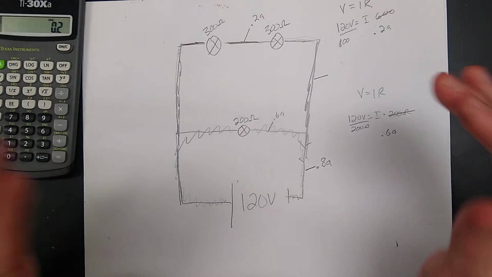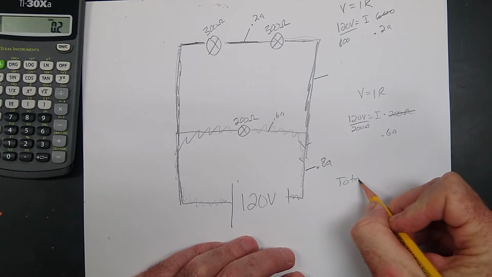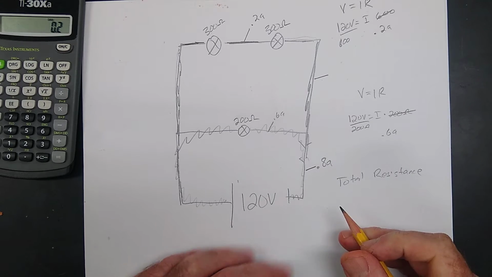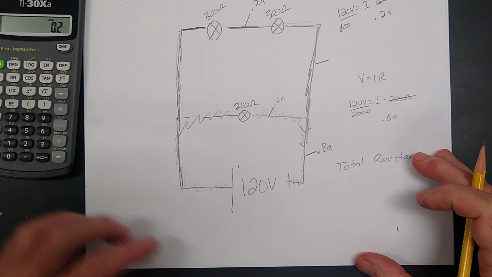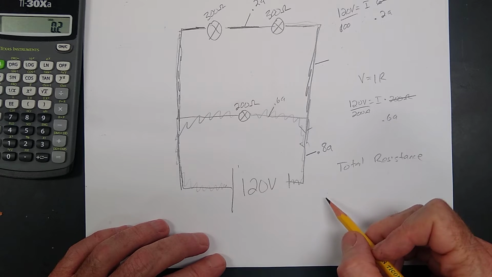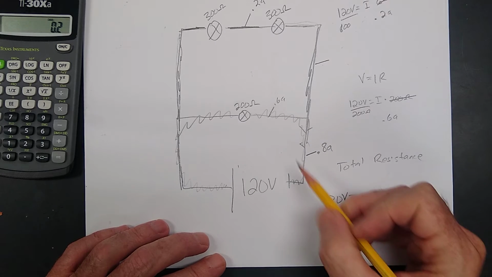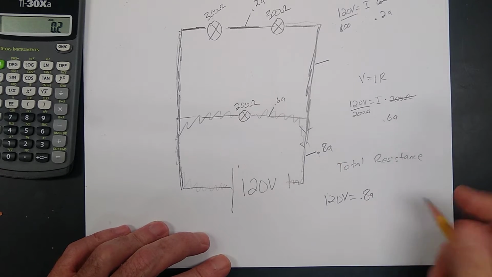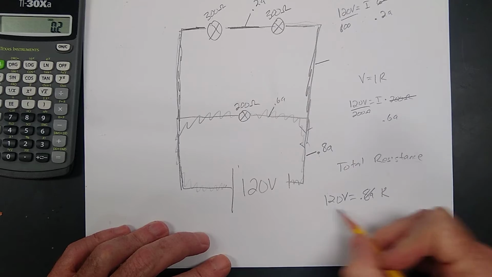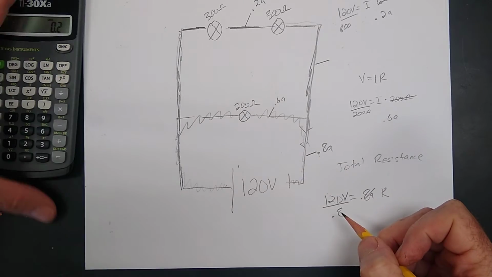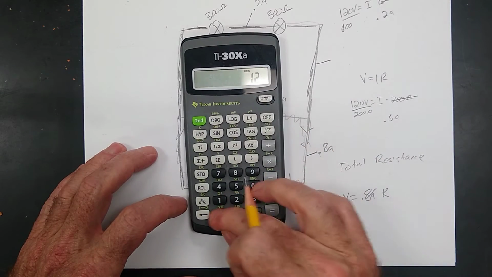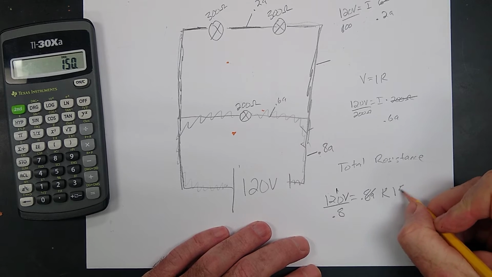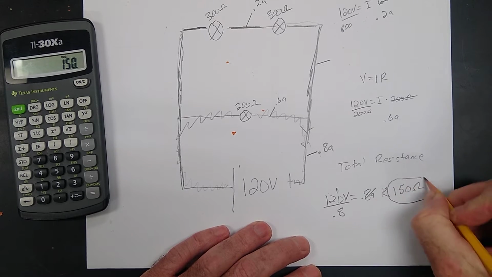Now I could ask you, what is the total resistance of the circuit? And you'd be like, okay, well, I know there's 120 volts total, and I know that the total amperage is 0.8 amps, so the total resistance must be 120 divided by 0.8, okay? 120 divided by 0.8. The total resistance is 150 ohms, and that's true.